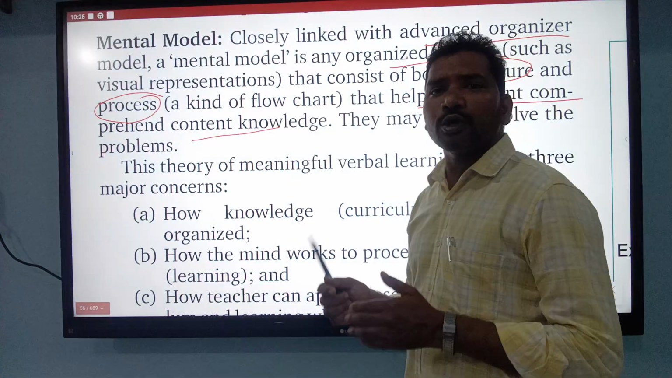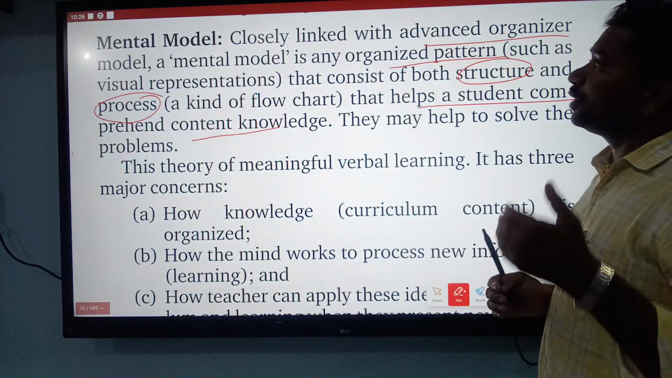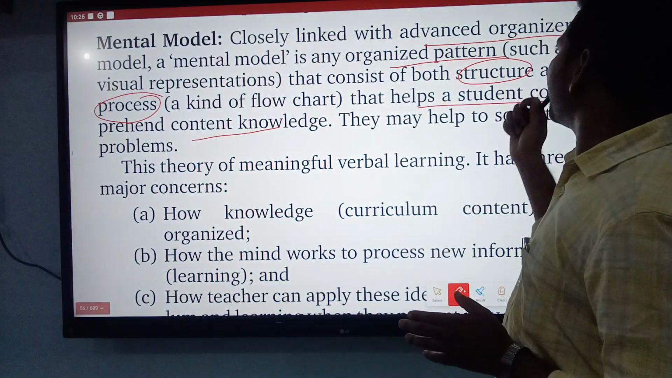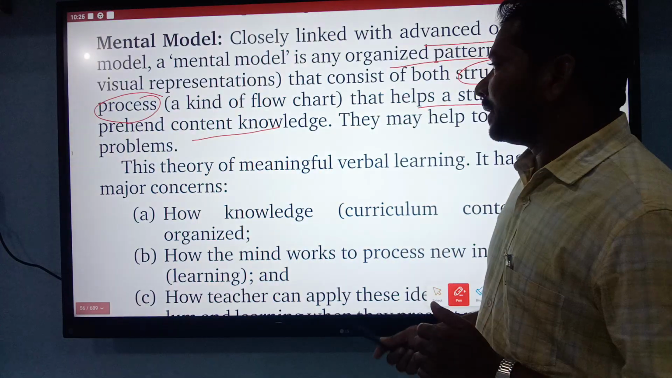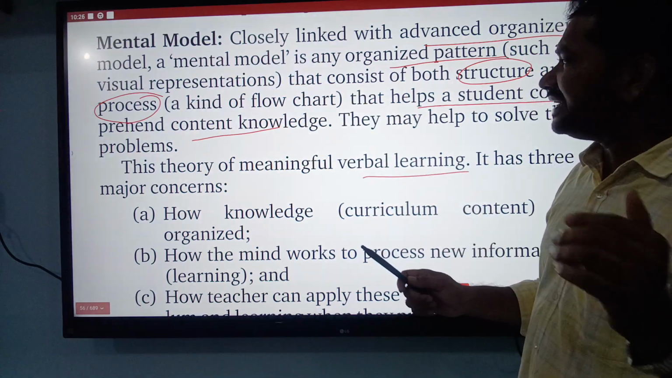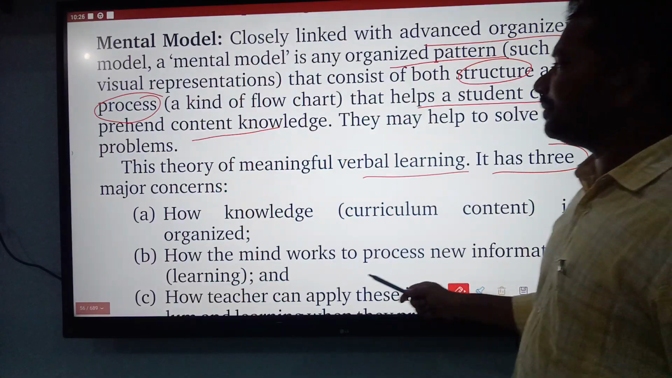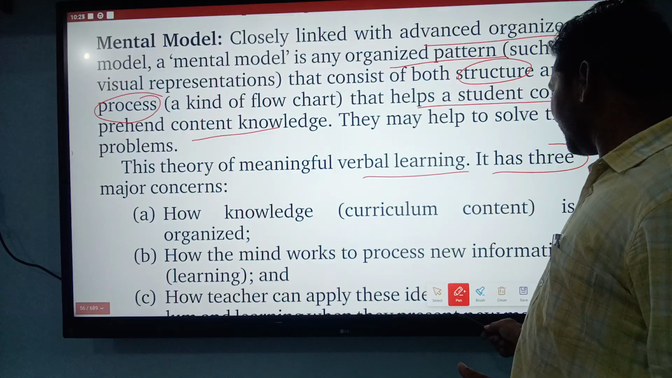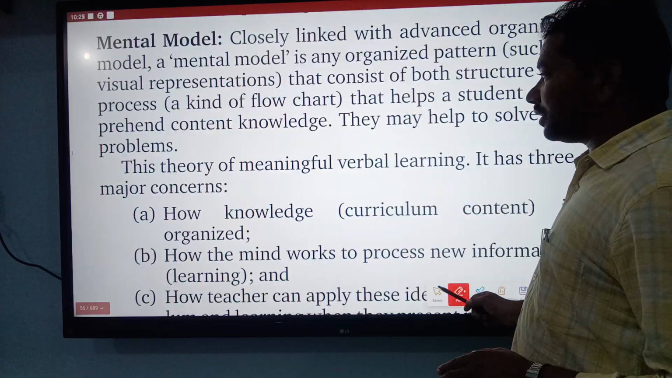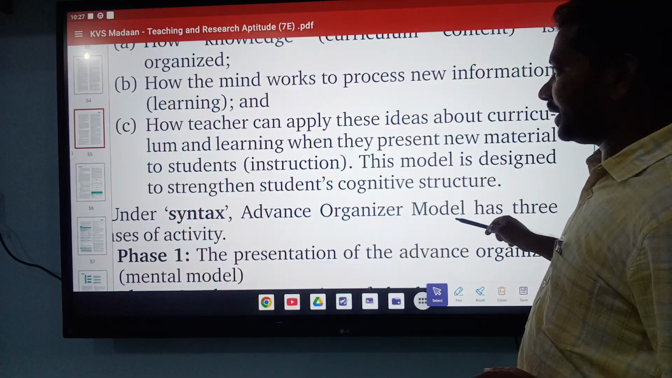So if the student wants to comprehend the content knowledge, then we have to follow the mental model, or the advanced organizer model. This is the theory of meaningful verbal learning, and it has three major concerns. How many concerns are there? Three concerns. What are they? You can see them point wise, dear friends.